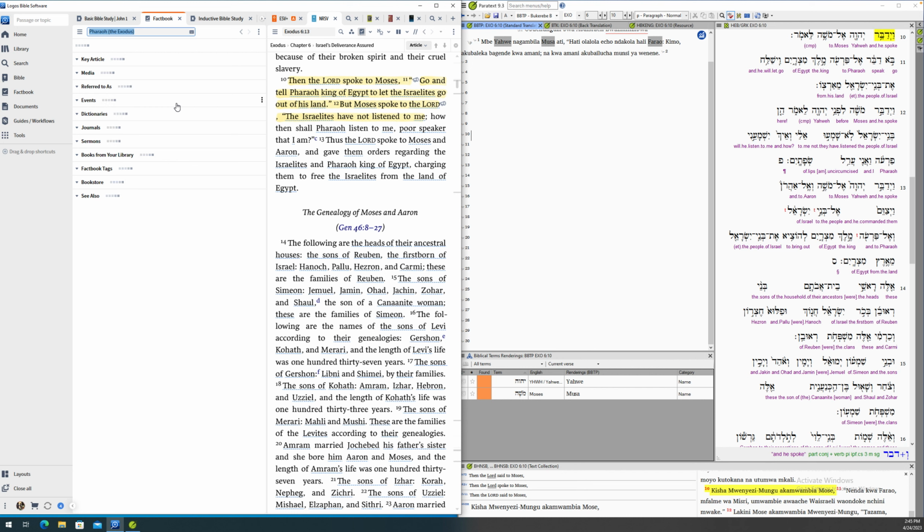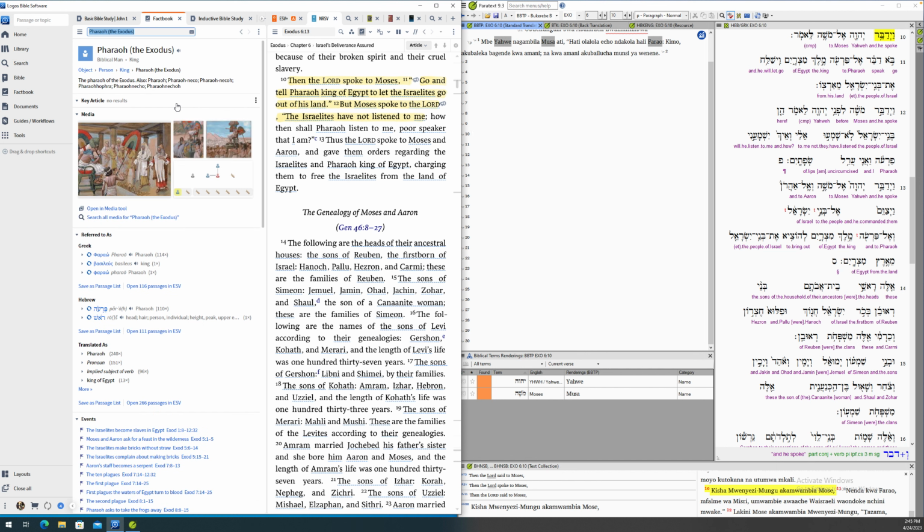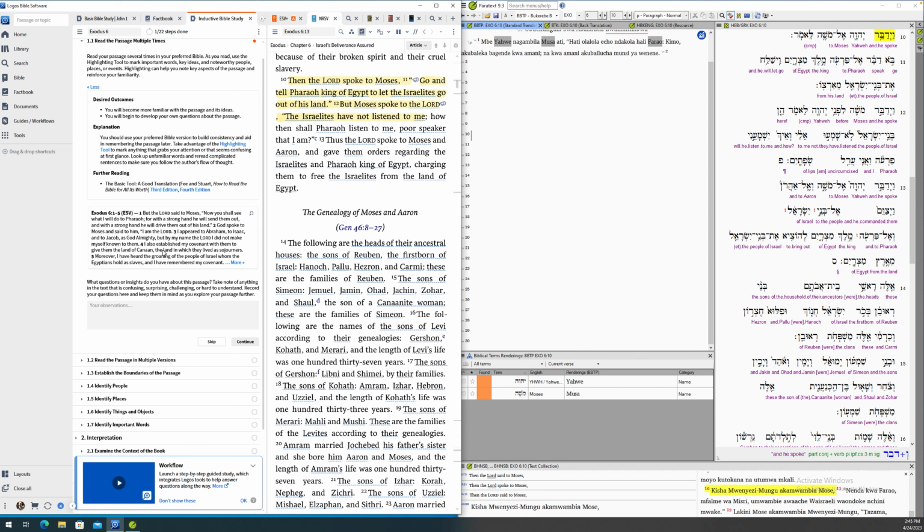And if it feels tedious to read through the text several times, you can listen to it through YouVersion. We talked about listening to it through YouVersion, so you can do that. You can even speed it up and listen to it at 1.5 speed. That's fine too. And then answer these questions. What questions or insights do you have about the passage? Take note of anything in the text that is confusing, surprising, challenging, or hard to understand. Record your questions here and keep them in mind as you explore your passage further. So put your questions or your thoughts about the passage there.